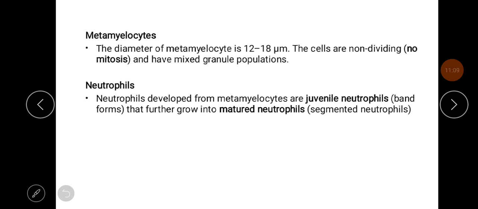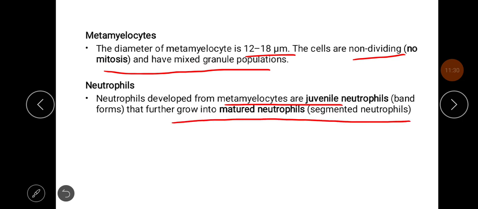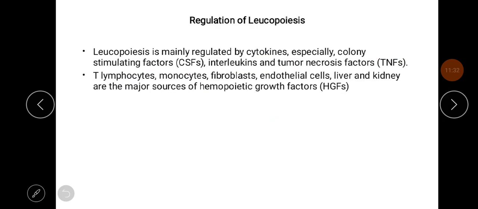Metamyelocytes have a diameter of around 12 to 18 microns. They are non-dividing and have a mixed granule population. Neutrophils developed from metamyelocytes are juvenile neutrophils or band forms that further grow into mature neutrophils, that is segmented neutrophils.